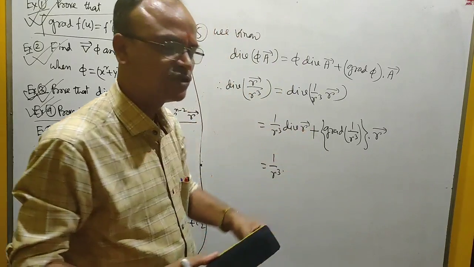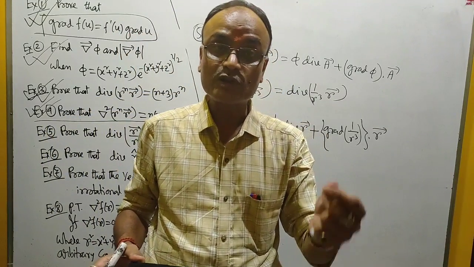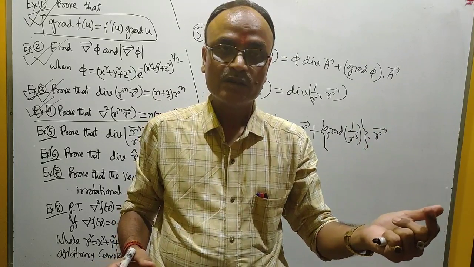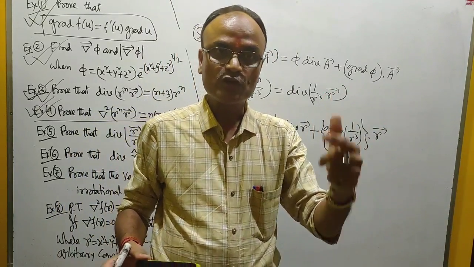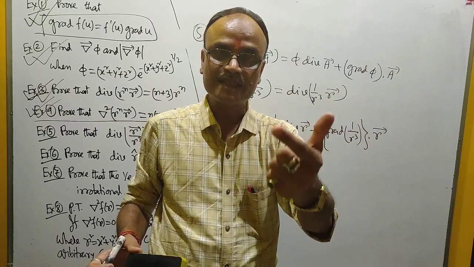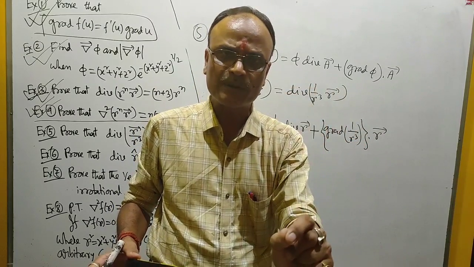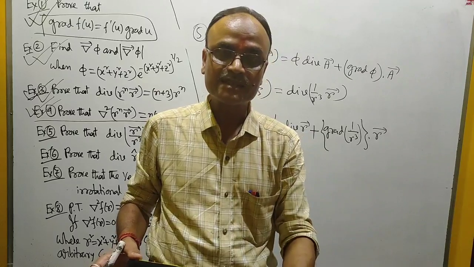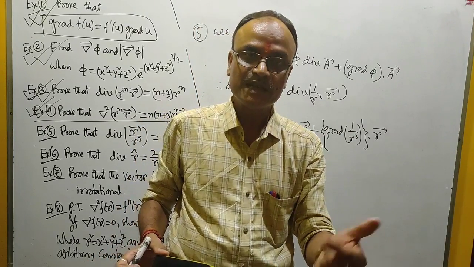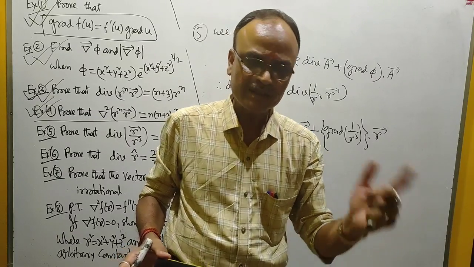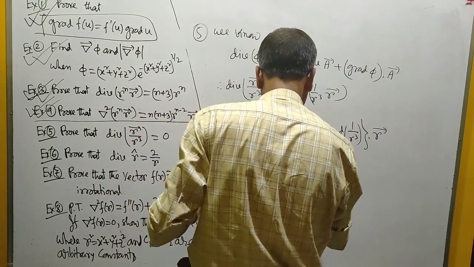What is divergence of r? Divergence of r vector equals 3. It has already been proved. R vector is equal to x i cap plus y j cap plus z k cap. Therefore, divergence of r vector equals del x by del x plus del y by del y plus del z by del z. This is equal to 1 plus 1 plus 1 equals 3.